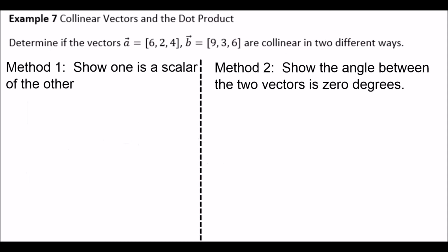Given vectors a and b, show that vectors a and b are collinear in 2 different ways. So the first one I could just show that one is a scalar multiple of the other. So I can use that, going back to example 5. I believe I'm going to show that each ratio is equal.